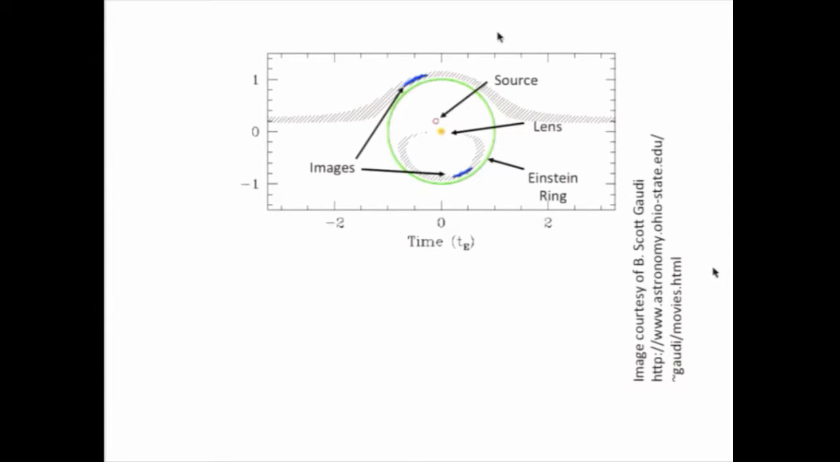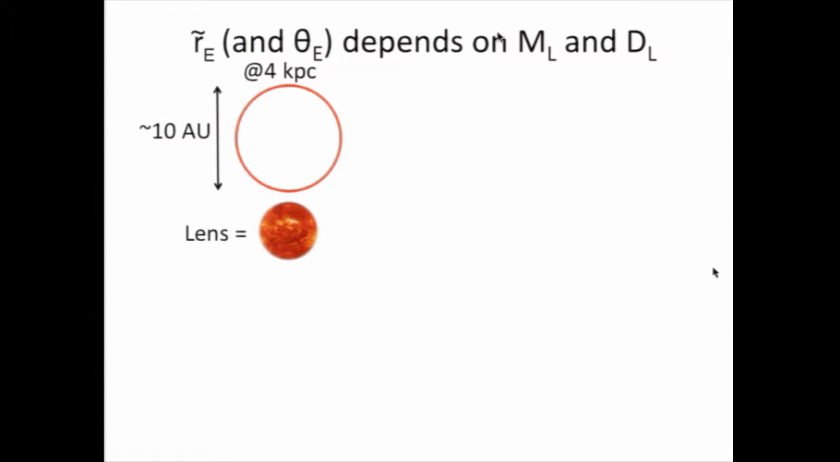And the Einstein Ring is a really important scale for microlensing because it sets all of the fundamental scales. So pretty much everything is measured relative to the size of the Einstein Ring. And the Einstein Ring, how big it is, depends on your lens and how far away it is. So the projection of the Einstein Ring onto the observer plane is typically about 10 AU for, say, a solar mass star at 4 kiloparsecs.